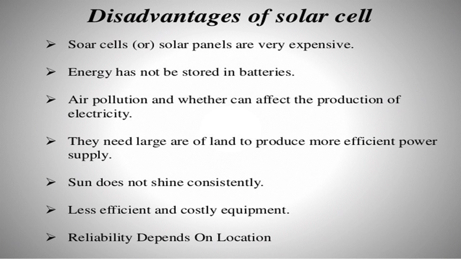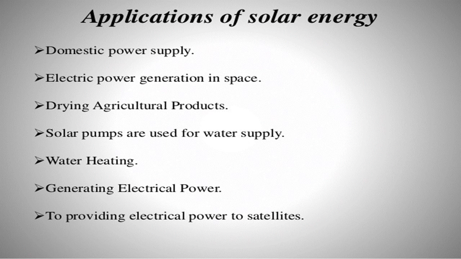they need a large area of land to produce more efficient power supply, the sun does not shine consistently, at night the sun is not available, less efficient and costly equipment. Applications depend on the use: domestic power supply, electric power generation in space, drying agricultural products, solar pumps, water supply, water heating, generating electric power and providing electrical power.